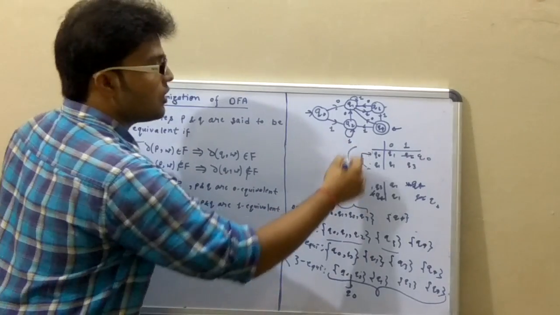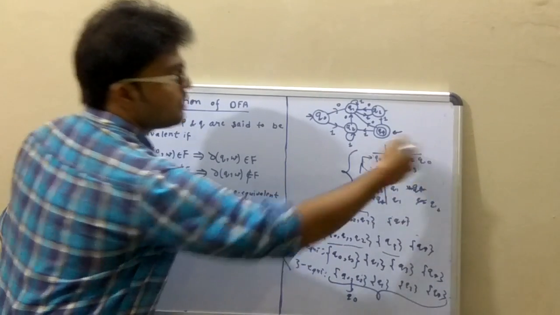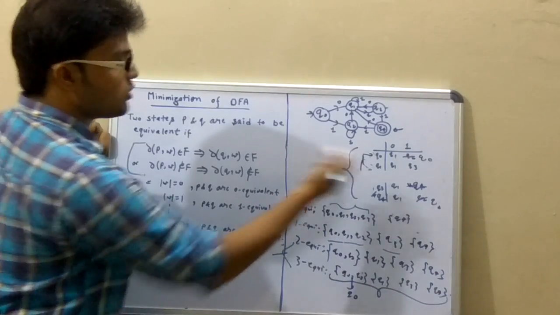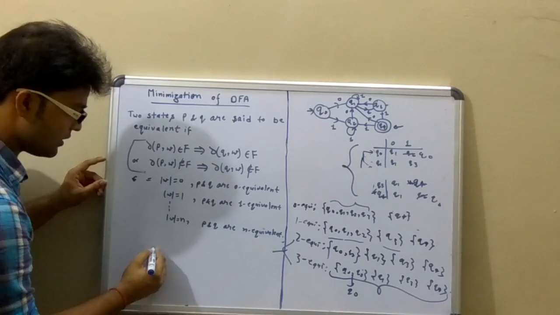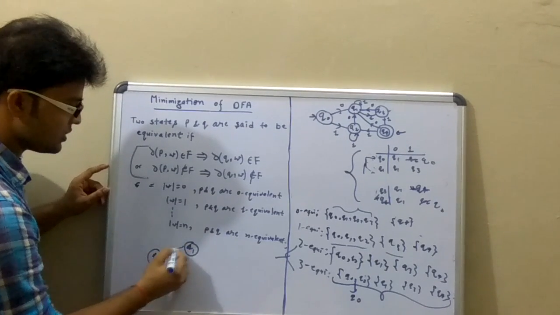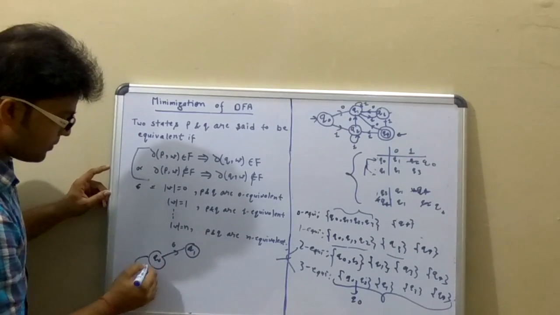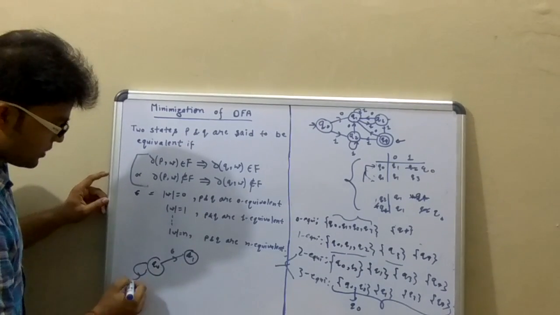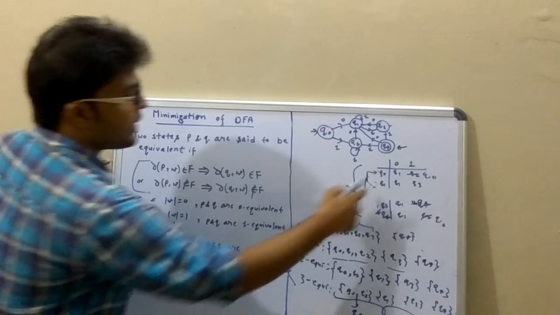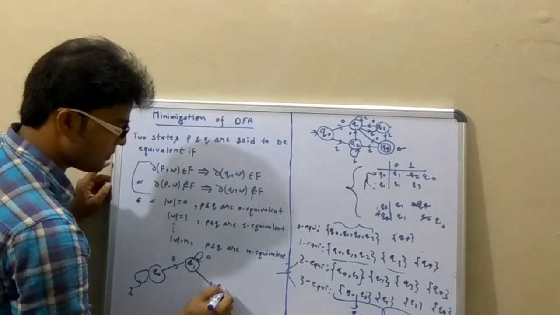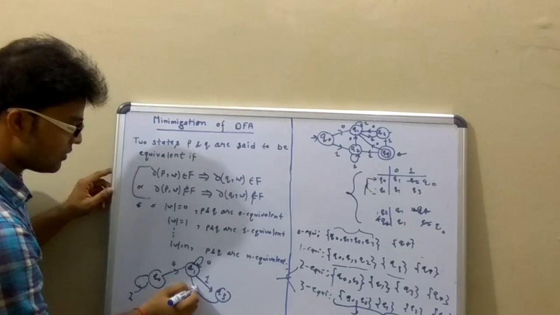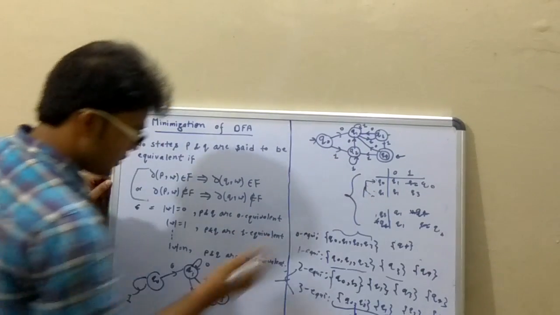We can draw the automata for this minimal state transition table as well. So if we draw the DFA, we will get Q0. It goes to Q1 on input symbol 0, and it loops on itself on input symbol 1. Q1 on 0 loops on itself, and on 1 it goes to Q3. Q3 on 0 goes to Q1, and Q3 on 1 goes to Q4.